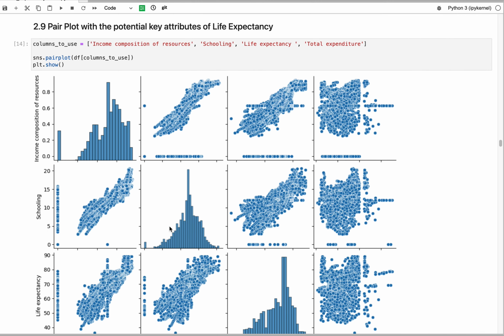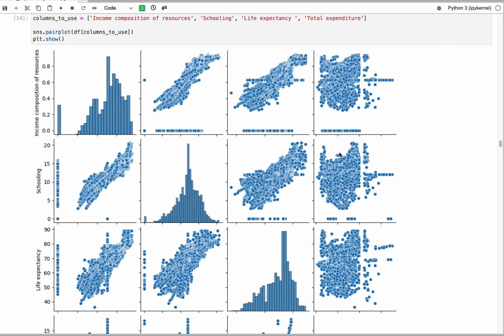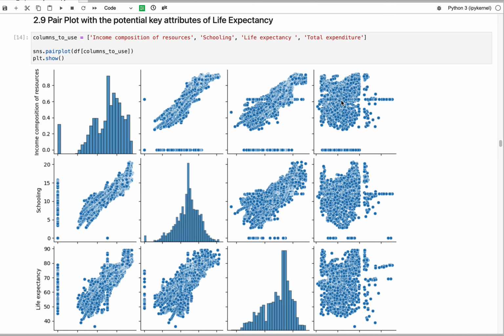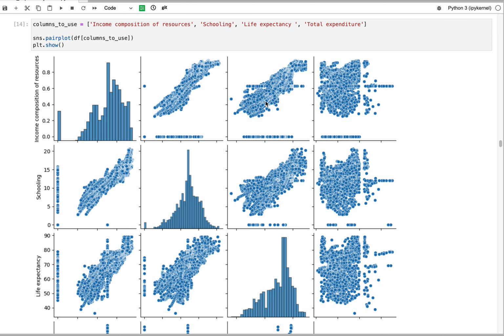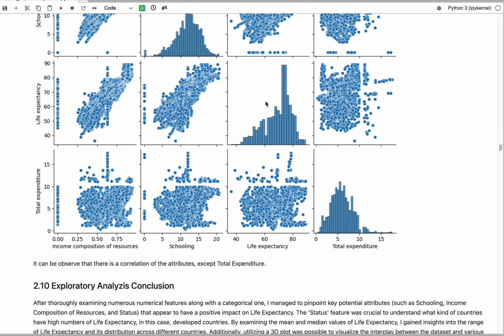Here you can see the pair plot for income composition, schooling, life expectancy, and total expenditure. Here's total expenditure. You can see that it has almost no correlation. There is actually no correlation with any of the data. Here's income with schooling. You can see that they have a strong correlation. And here, income with life expectancy. Here you can see life expectancy, income, and schooling better.